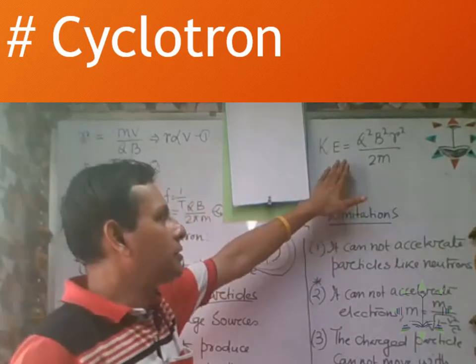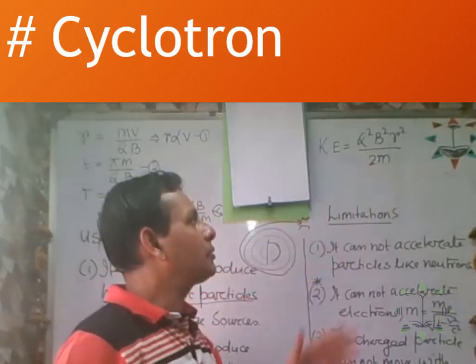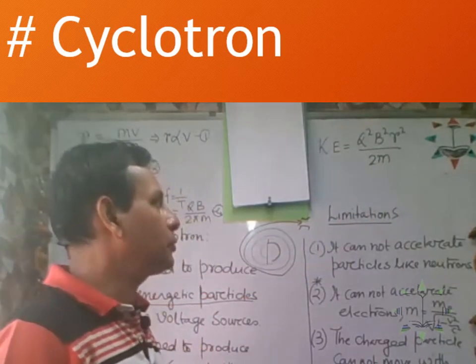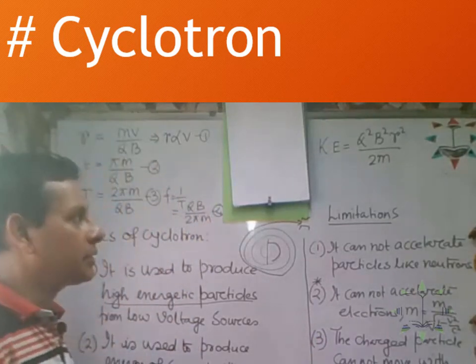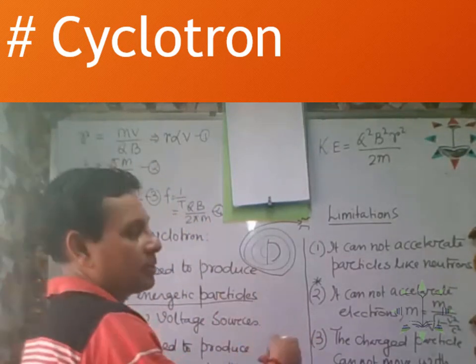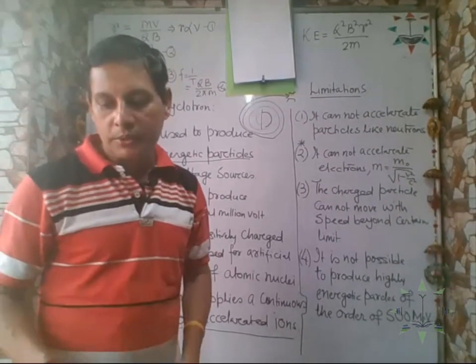And the kinetic energy of the charged particle in the cyclotron is given by q square b square r square by 2m, where r is the radius. You can consider the average radius, because the radius is continuously increasing. This is the average radius. So that's all about the cyclotron.